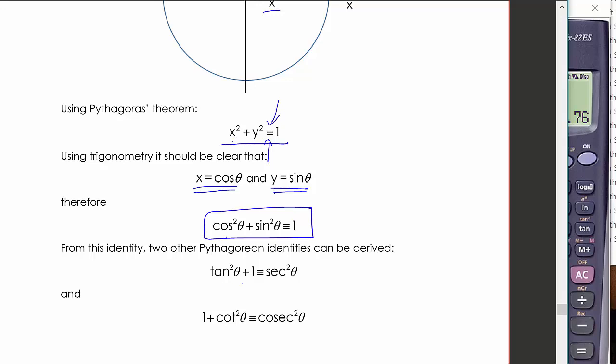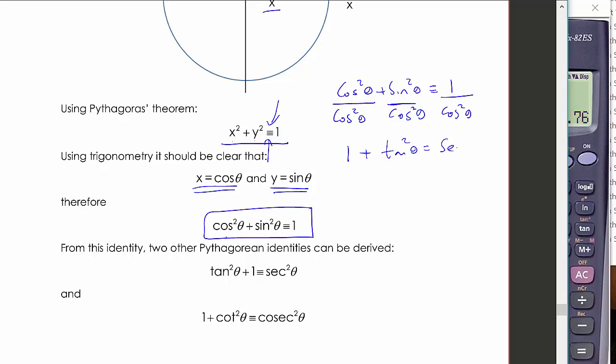Now from there, you can get these other two Pythagorean identities. I'll just show you how to get one of them. So cos squared theta plus sine squared theta is 1. If I divide everything by cos squared theta, then cos squared over cos squared is 1. Sine over cos is tan, and therefore sine squared over cos squared is tan squared. And 1 over cos is sec, so 1 over cos squared is sec squared. And there you go. So tan squared plus 1 is sec squared.